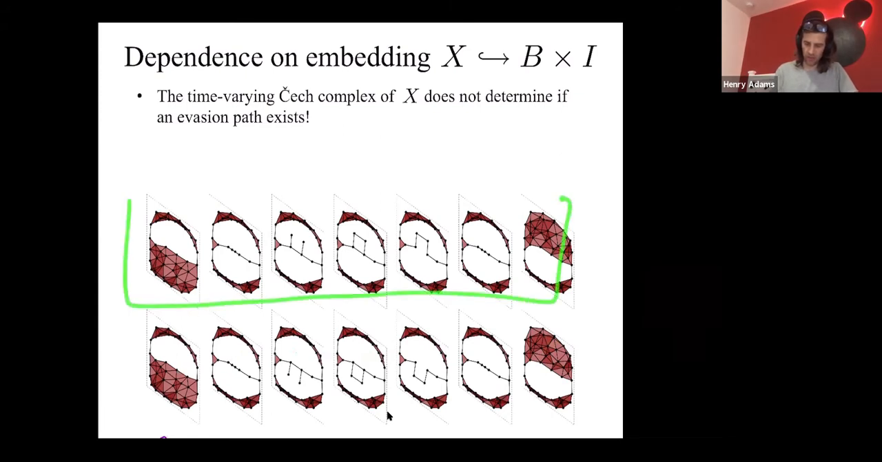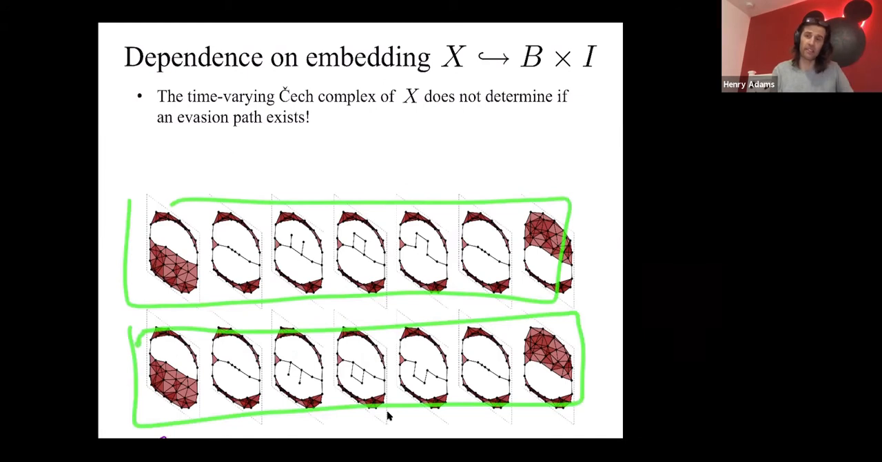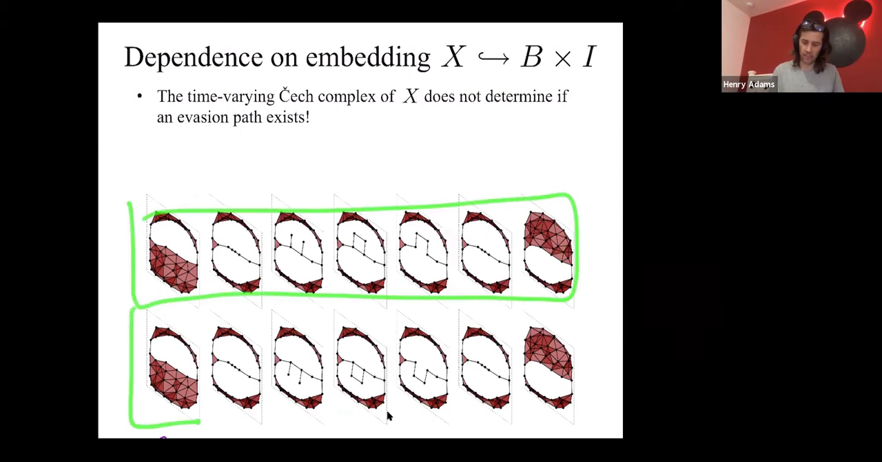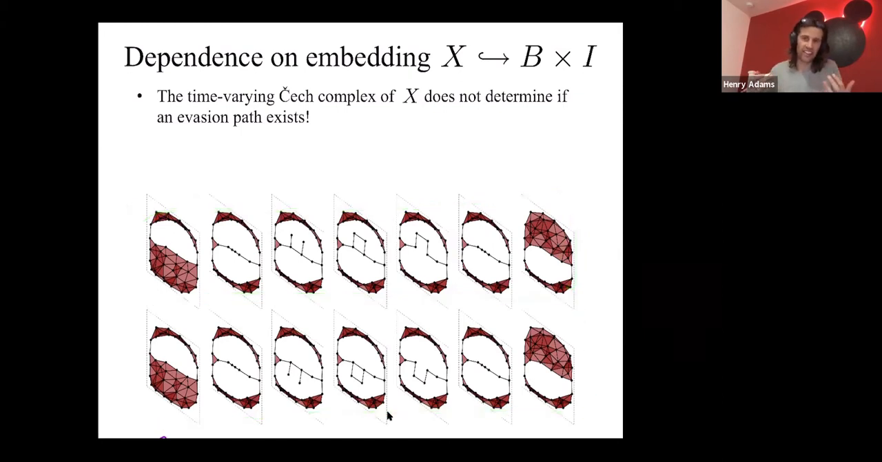These two examples are really the same covered region, just embedded into space cross time in different ways. So if the only thing measured by the sensors is connectivity data, they're measuring the same information in these two examples. So you can't distinguish if there is an evasion path or not.